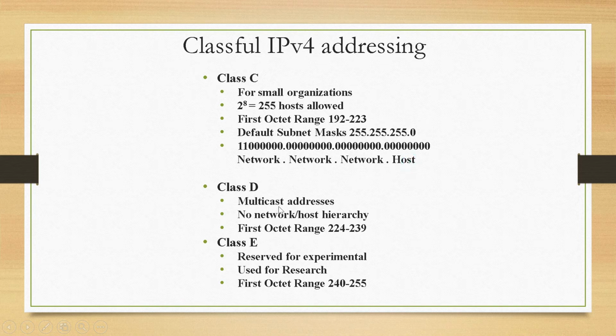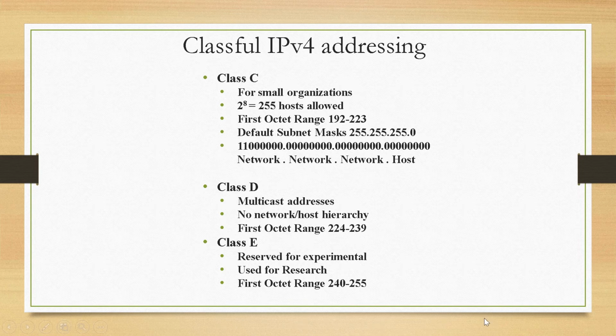For Class D and Class E, we are not likely to use these, especially in public. So Class D is for multicast addresses. There is no network or host hierarchy here, and the first octet range is 224 up to 239. There is no subnet mask for this one. The same is true with Class E. Class E is reserved for experimental use and research. The first octet range is from 240 to 255.